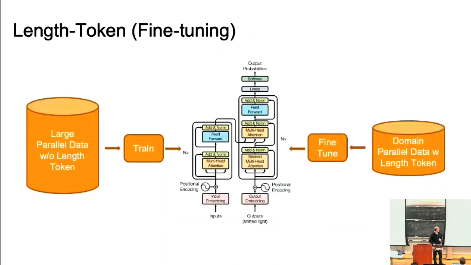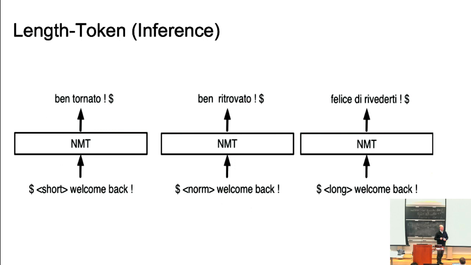When we train our system, we start from a normal system, without this enhancement, and then we fine-tune the system over this partitioned data, so the system starts to use this length token. At inference time, we have the advantage that we provide some input and we can ask for a short translation, for a normal translation, or for a long translation.